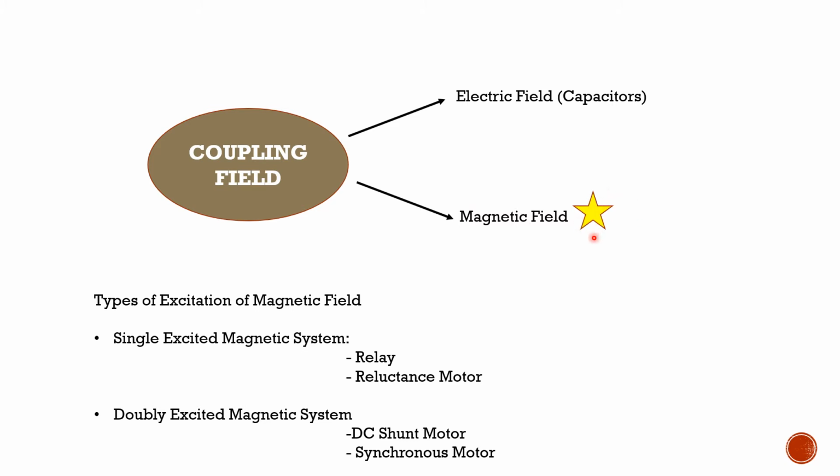So this is why we have to start here, because that's what we're going to use as a coupling field mechanism. Basically, there are two types of excitation of magnetic field. The first one is a singly excited magnetic system, which is a relay or a reluctance motor. We're going to talk about it later. And we also have a doubly excited magnetic system, which is basically a DC motor or a synchronous motor. We're going to talk about these two types of magnetic system later on in the next section of the course.